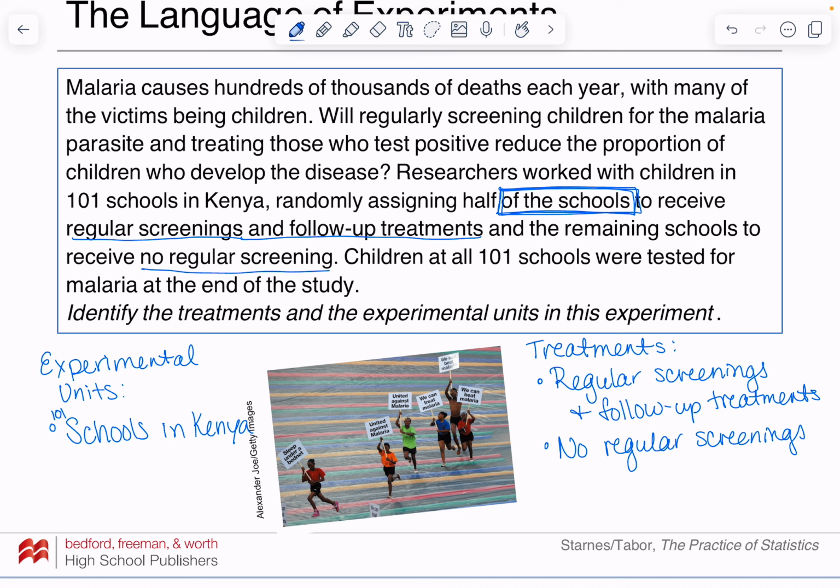Okay, so experimental units, again, are the things that are getting your treatments. In this case, it is going to be the schools. Half the schools got regular screenings and follow-up. Half of them got nothing.